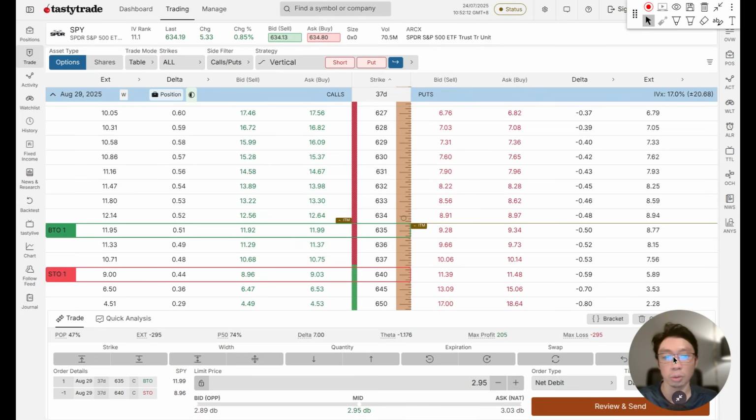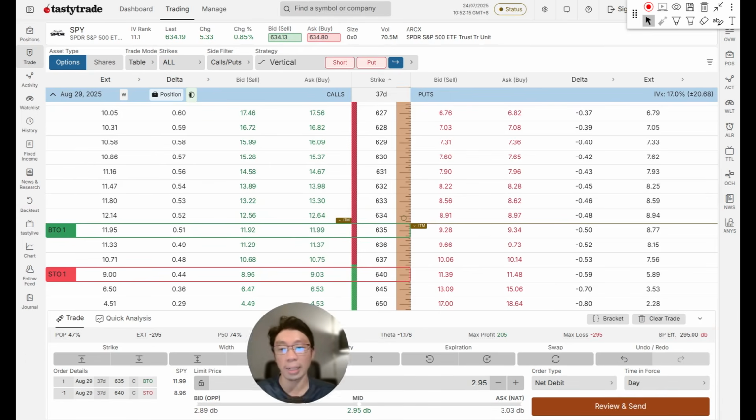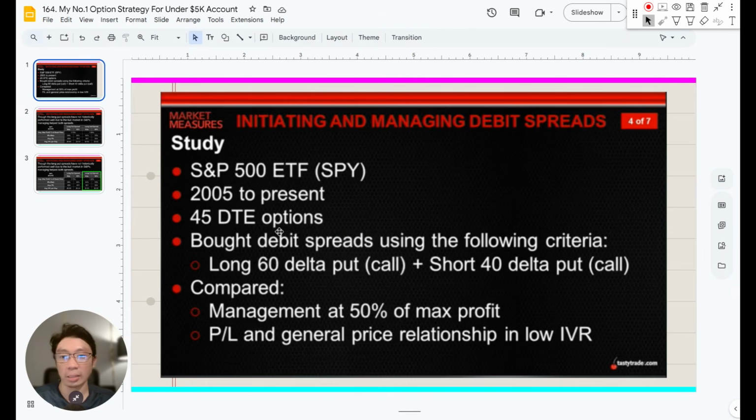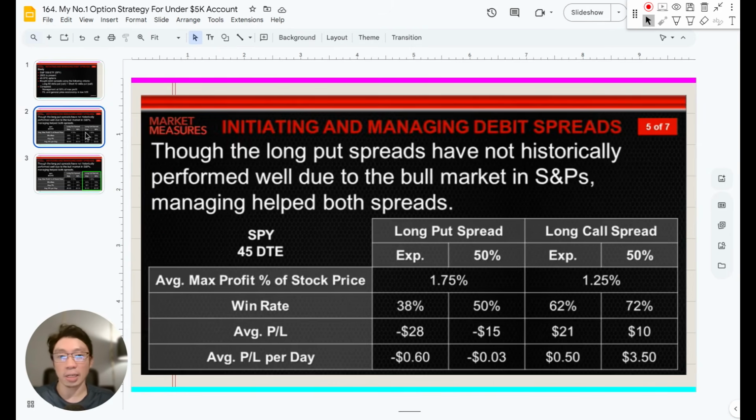And I'm going to show you also the results for this one later on. So first, let's get into the studies. What they did is that they compared the management. There is one where they exit at 50%, and the other one they just hold all the way to expiration just for the max profit. So let's take a look at the results.